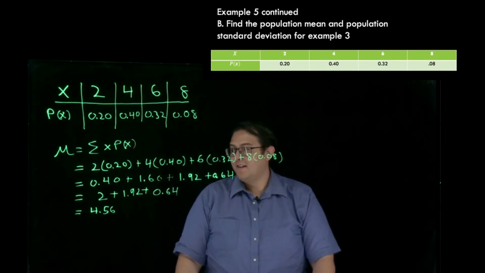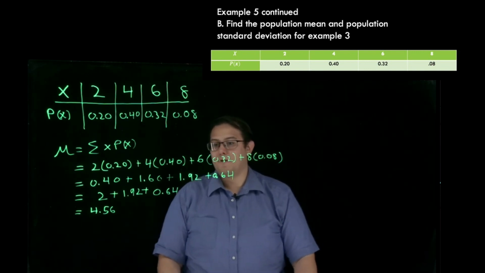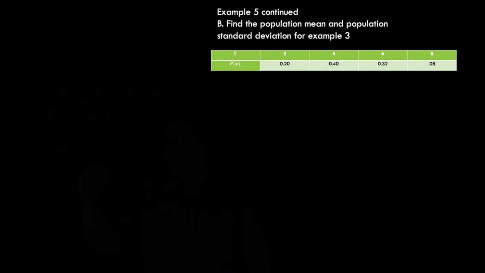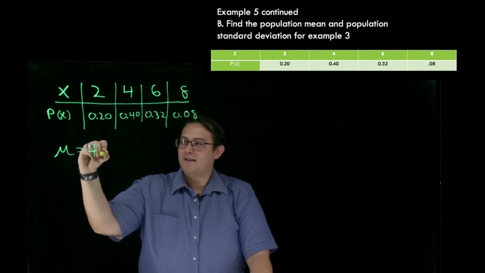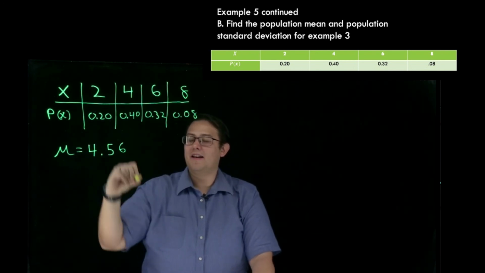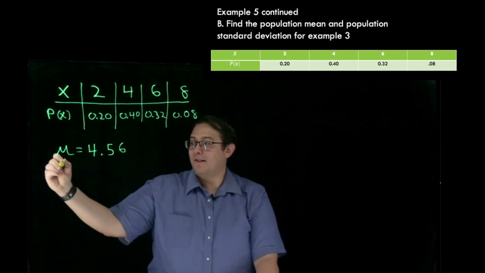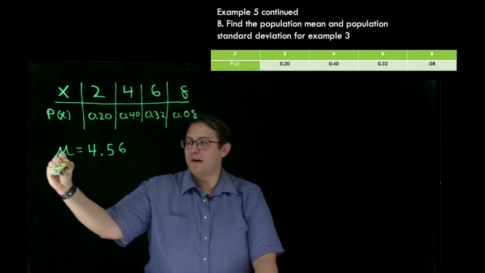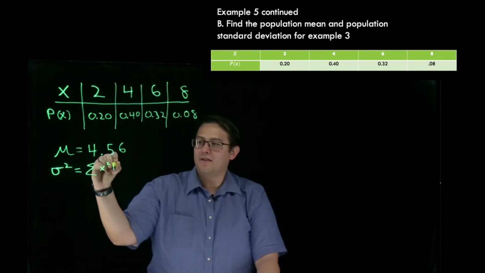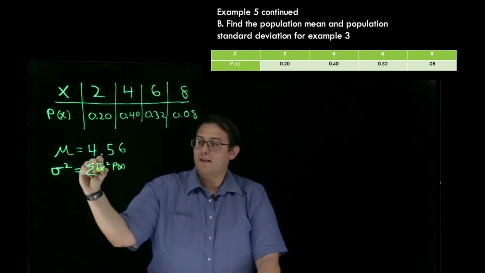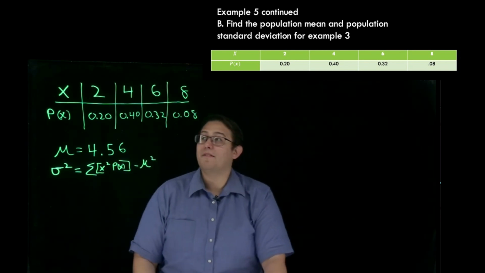So next, we need the standard deviation, but I'll need to erase this to make sure we have enough room. So then we got that the mean was 4.56. Okay, and now we got to get the standard deviation. So again, the formula for the standard deviation: first we find the variance, the population variance, which is sigma x squared times p of x. So we do that first, and then we subtract off the mean squared. Okay, the population mean squared.